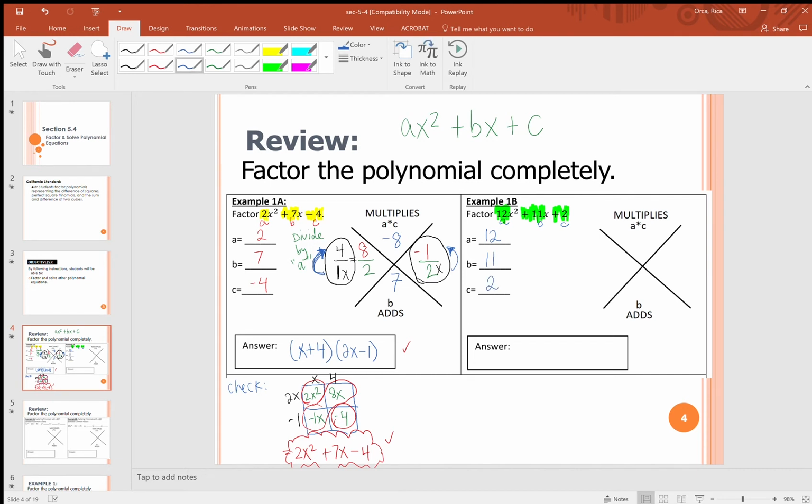Let's go ahead and fill in our x. At the top of our x, we want to multiply a and c. 12 times 2 is going to give us 24. And at the bottom of our x, we want to write down our b value, which is 11. Class, now we need to think of two numbers that'll multiply to 24, but will add up to 11. I'll give you a few seconds to think of those two numbers.